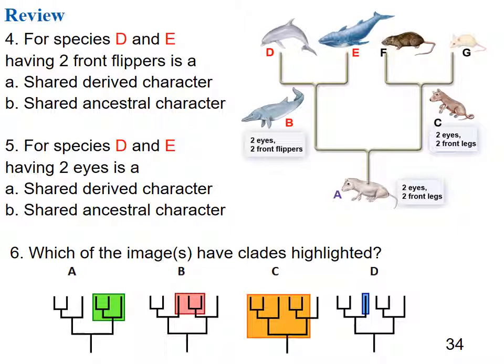Number 6, which of the images have clades highlighted? So if we look at image A, it is good to go. There's the ancestor and then all of its descendants. B, not so much, right? We didn't get the ancestor and all of its descendants. C, not so much there as well. We missed one. And then D is a little bit tricky, but D would actually count as a clade.